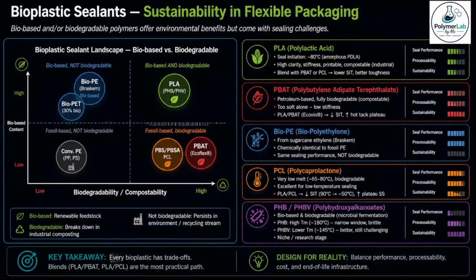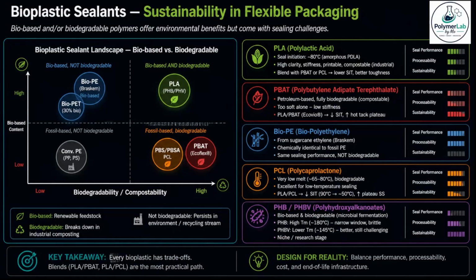PCL has a very low melting point of 65 to 80 degrees and is biodegradable. This low melting point makes it attractive as a low temperature sealing layer, but its low thermal resistance limits standalone use. Researchers studied PLA-PCL blends and found that PCL progressively reduces the hot tack initiation temperature of PLA and increases plateau hot tack strength. As PCL content increases from 0 to 100%, initiation temperature drops from around 90 to 50 degrees Celsius.